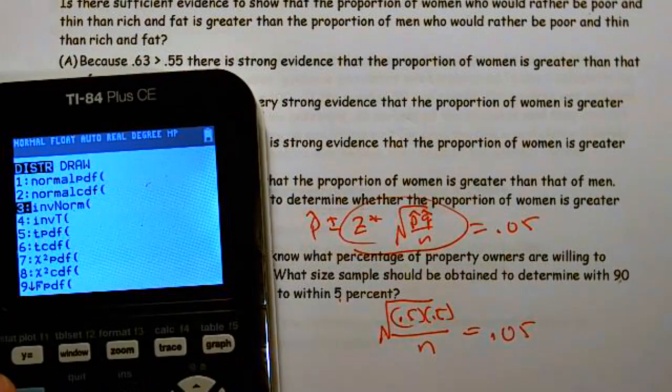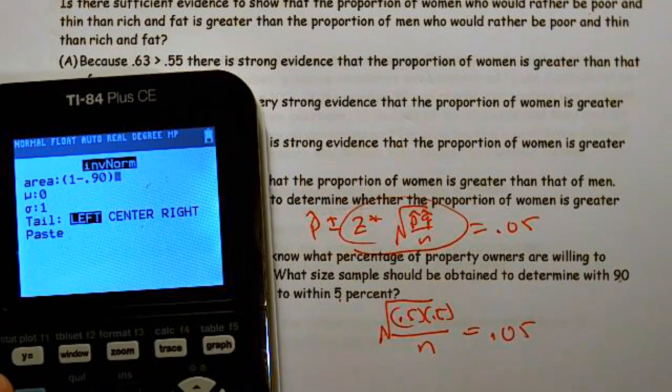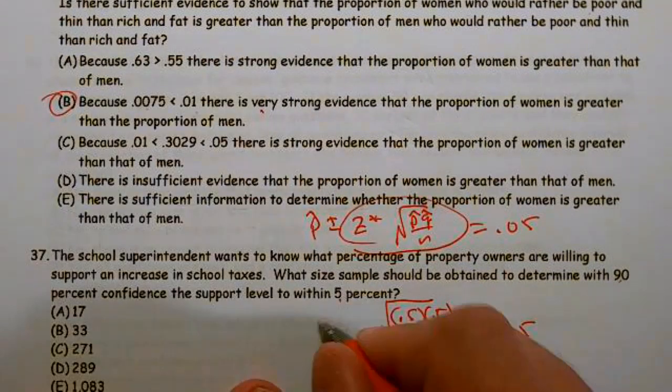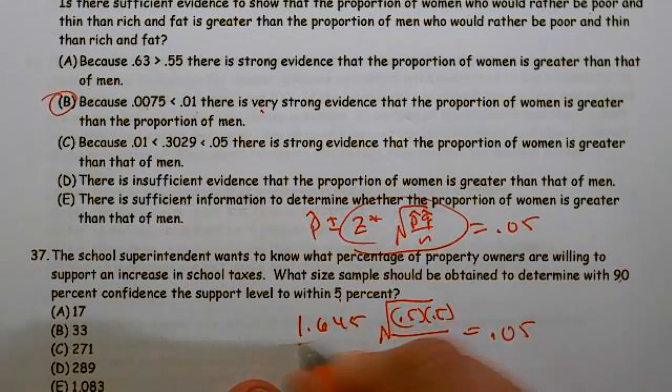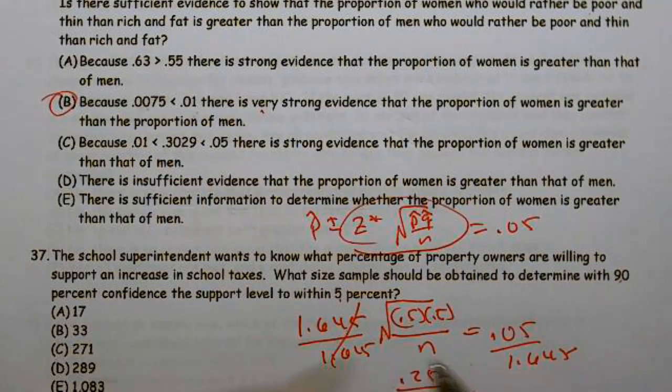Second vars, inverse norm, area, parenthesis, parenthesis, 1 minus 0.90, close parenthesis, divided by 2. Mean of 0, standard deviation of 1. So I end up getting 1.645. Dividing both sides by this. So this is the square root of 0.25 over n equals 0.05 over 1.645.